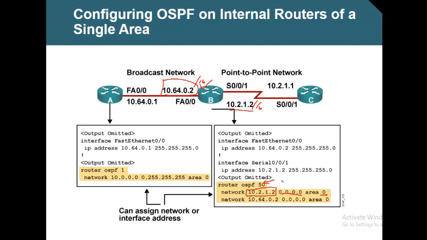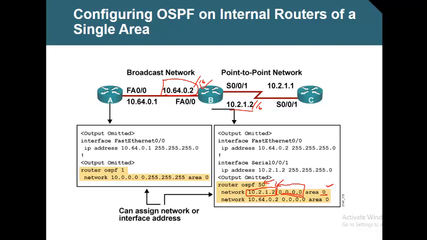So any interface that has got this address, all 4 octets should match. That's why they have put 0.0.0.0. If this address matches, then that interface is a member of process ID 50, area 0. So this is not mandatory to do like this.